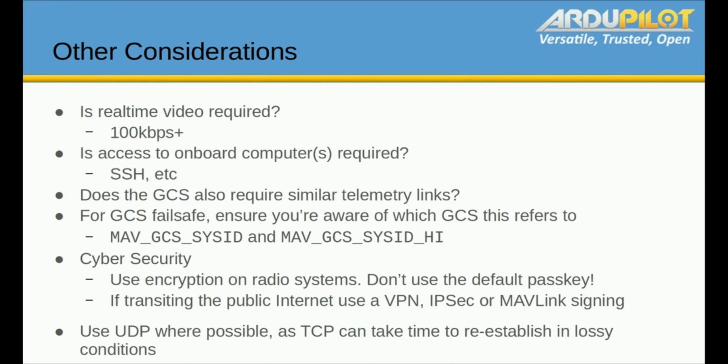Finally, quick 30 seconds on cybersecurity. Just the obvious: because you are trying to control a vehicle via comms links, make sure those comms links are protected. You don't want other people trying to control your drone. Use encryption. Don't use the default passkeys, please. I've seen too many people do that. If you're transiting the public internet for any of your links, use things like VPNs, IPsec, or MAVLink signing as well, so that you know that only the right packets are getting through and other people can't have fun with your vehicle.